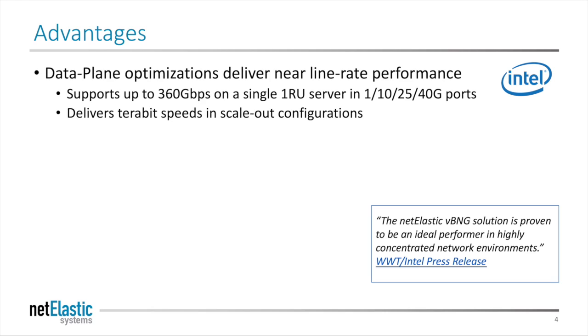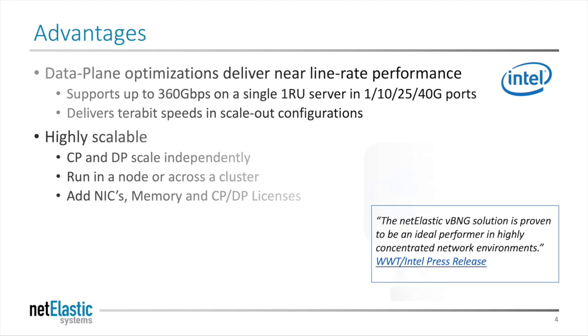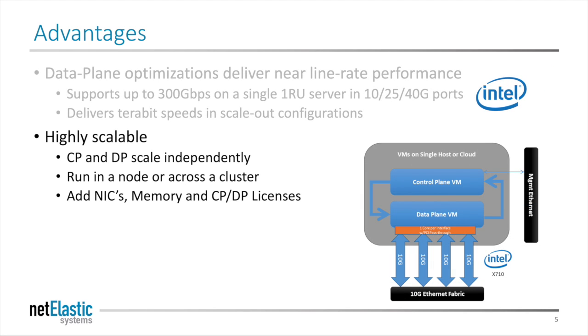There are several key advantages to the netElastic vBNG. The first is performance. The vBNG can forward at up to 360 gigabits per second per server. You can achieve terabits of backplane capacity in a scale-out cluster. The control and data planes scale independently, allowing you to assign power to either as required, and scale up the hardware when you need to without having to rip and replace, like most proprietary BNGs.